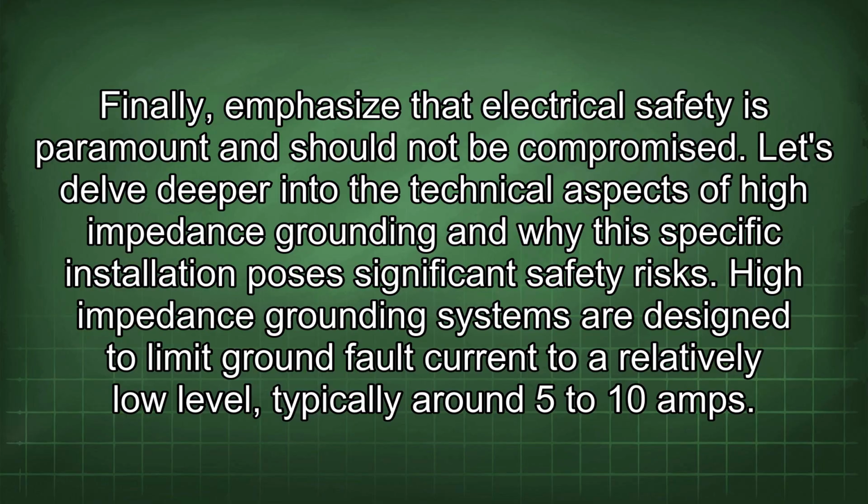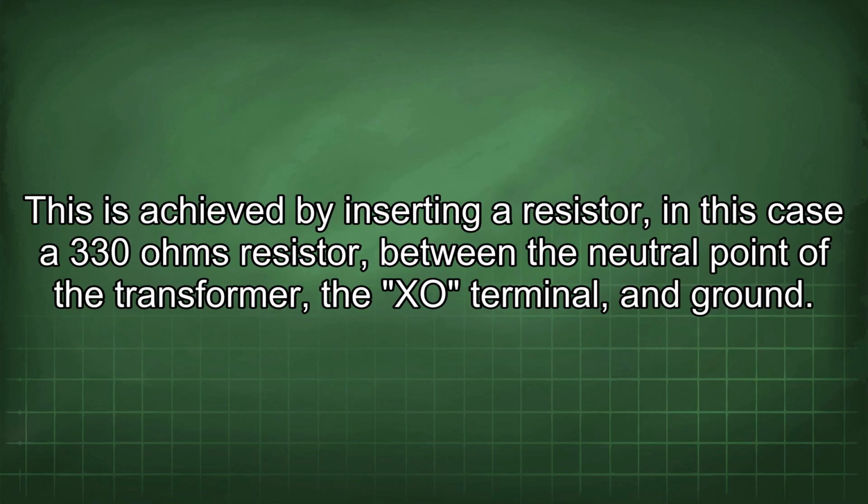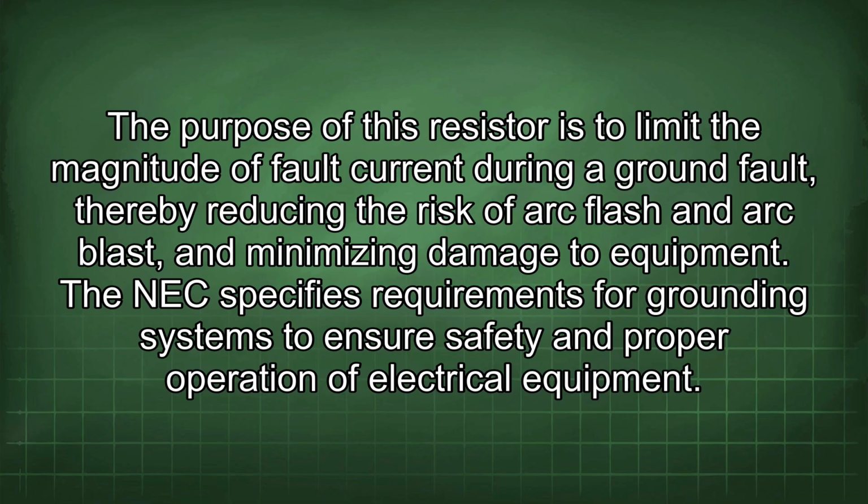Let's delve deeper into the technical aspects of high-impedance grounding and why this specific installation poses significant safety risks. High-impedance grounding systems are designed to limit ground fault current to a relatively low level, typically around 5 to 10 amps. This is achieved by inserting a resistor, in this case a 330 ohm resistor, between the neutral point of the transformer, the XO terminal, and ground. The purpose of this resistor is to limit the magnitude of fault current during a ground fault, thereby reducing the risk of arc flash and arc blast, and minimizing damage to equipment.